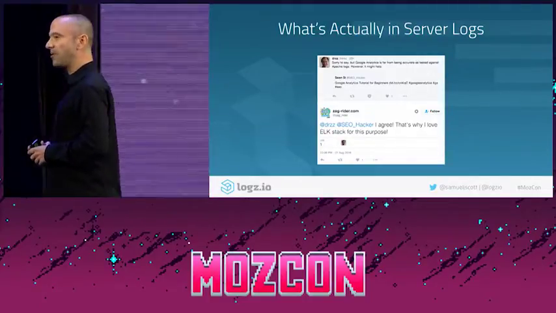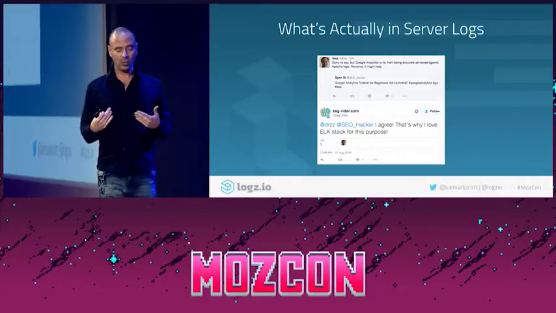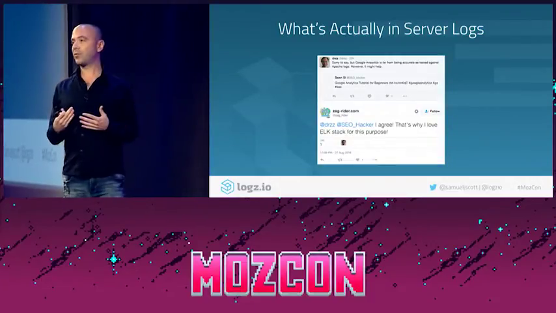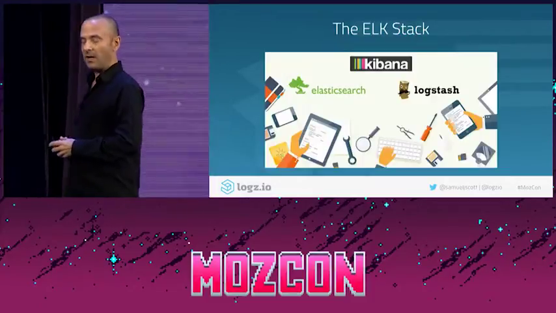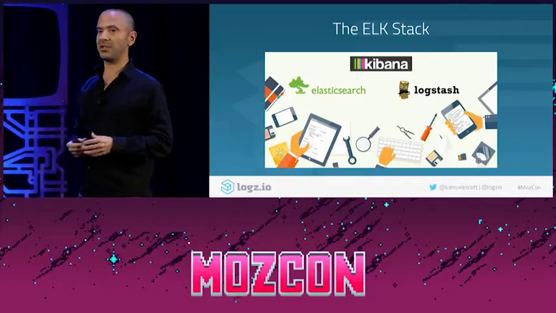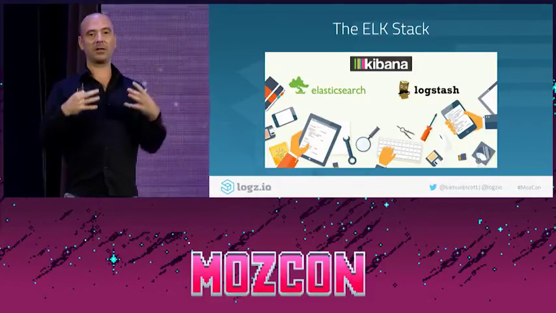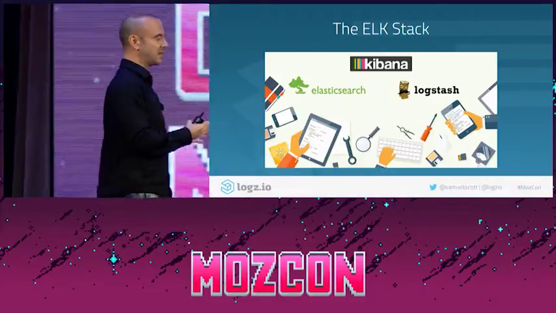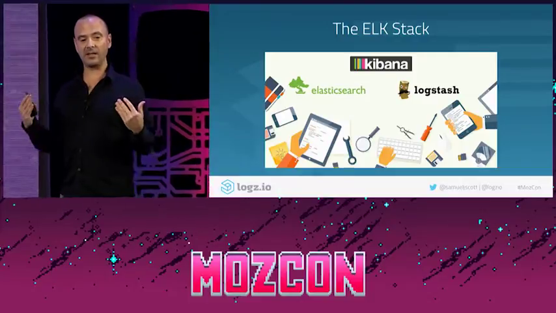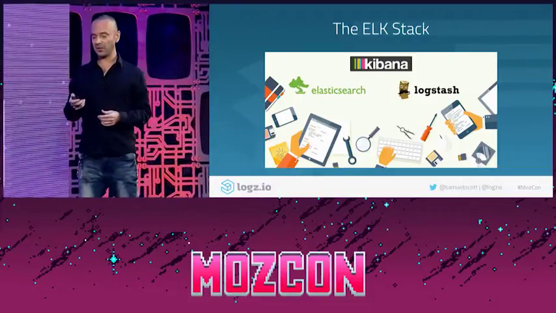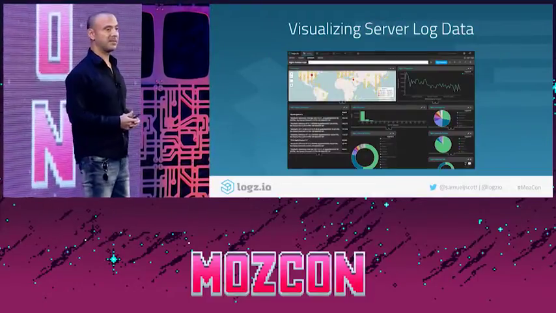So how can you solve this problem easily? I'll tell you what we do in our own company. We use an open source stack of software called the ELK stack. And it consists of Elasticsearch, Logstash, and Kibana. Logstash collects all of your logs and ships them into Elasticsearch, which is a searchable database. And then Kibana takes that data in Elasticsearch and visualizes it for you like this.